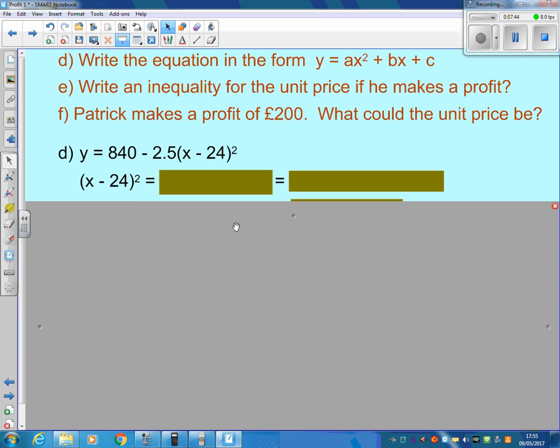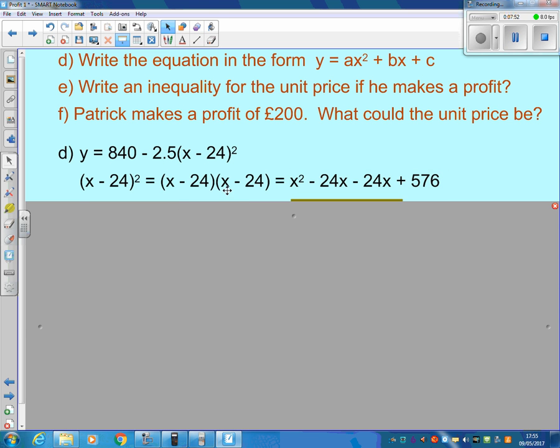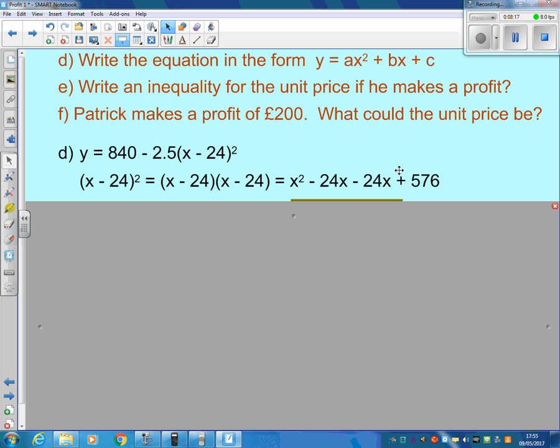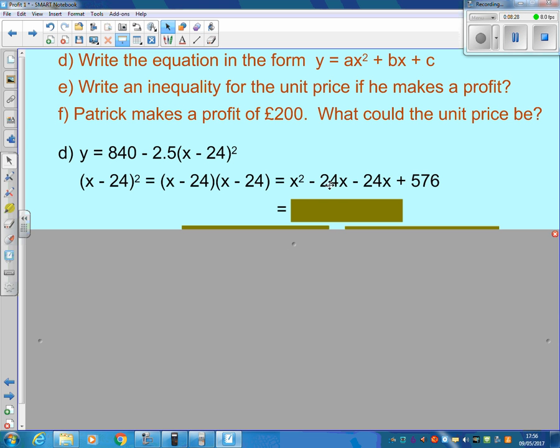(x minus 24) squared. Squared is times itself: (x minus 24) times (x minus 24). What we get: x times x, x squared, minus 24 times x, minus 24x. Then that minus 24 times x, so another minus 24x, and then the final bit is minus 24 times another minus 24. Minus times a minus is a plus, so I get plus 576. So this expands to x squared minus 24x minus 24x plus 576. I can gather the two minus 24x's together into a minus 48x, so I get x squared minus 48x plus 576.